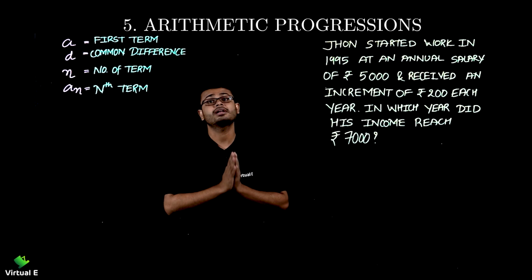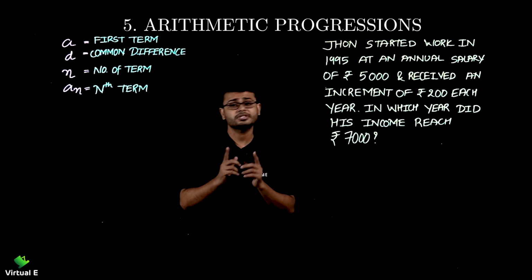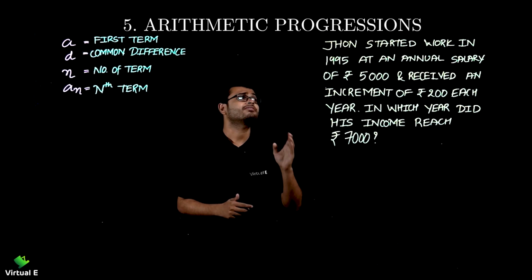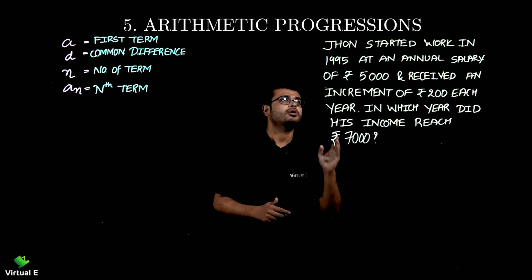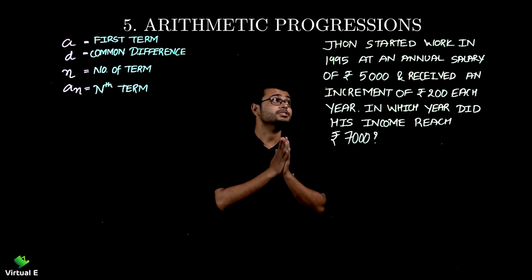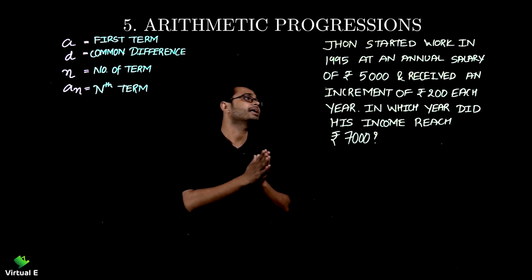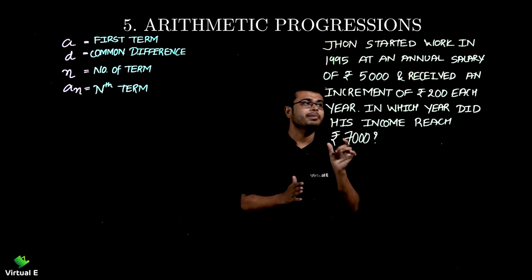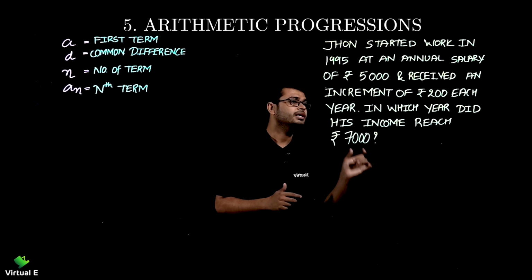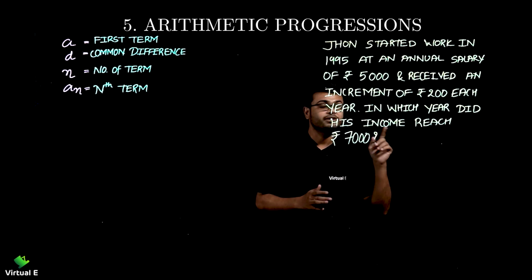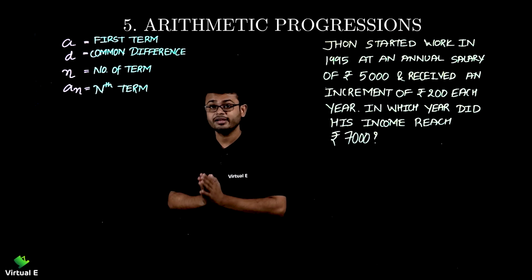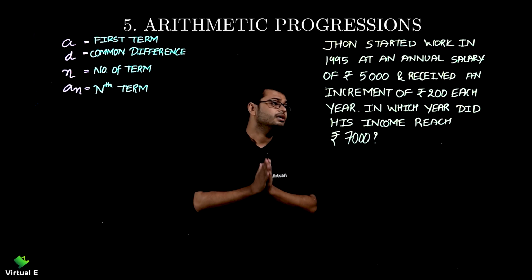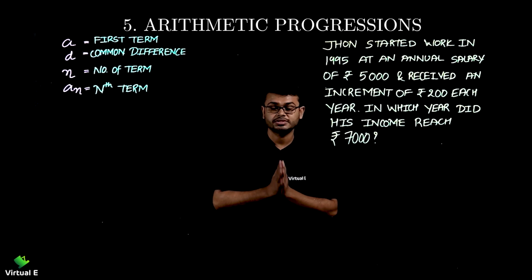Let's discuss a word problem related to arithmetic progression. We have discussed one, let's repeat one more. John started work in 1995 at an annual salary of rupees 5,000 and received an increment of rupees 200 each year. Very important information: each year he is getting an increment of rupees 200. In which year did his income reach rupees 7,000?